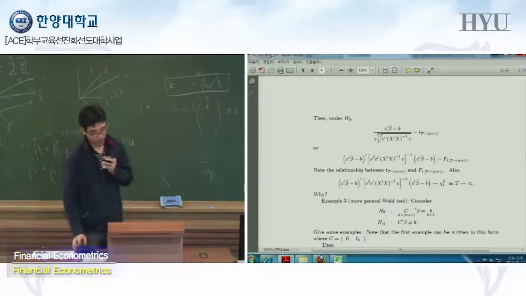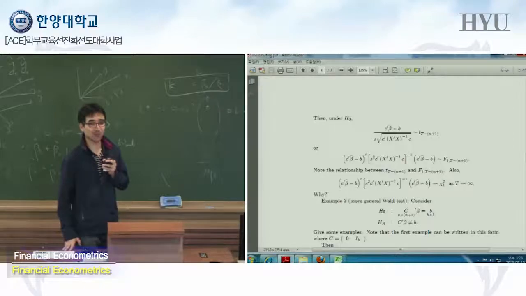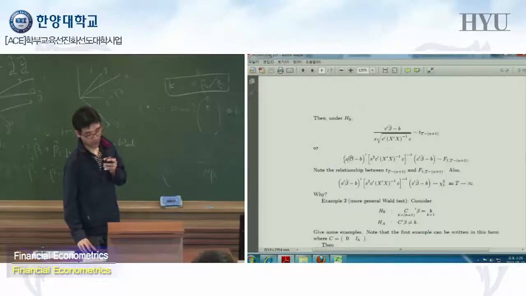Or equivalently, the T distribution is a special case of the F distribution, so basically we can write it this way. C prime beta hat minus B, prime, times S square C prime X prime X inverse C, inverse, times C prime beta hat minus B should follow an F distribution with degrees of freedom 1 and T minus n plus 1. And note the relationship between the T and F distributions.